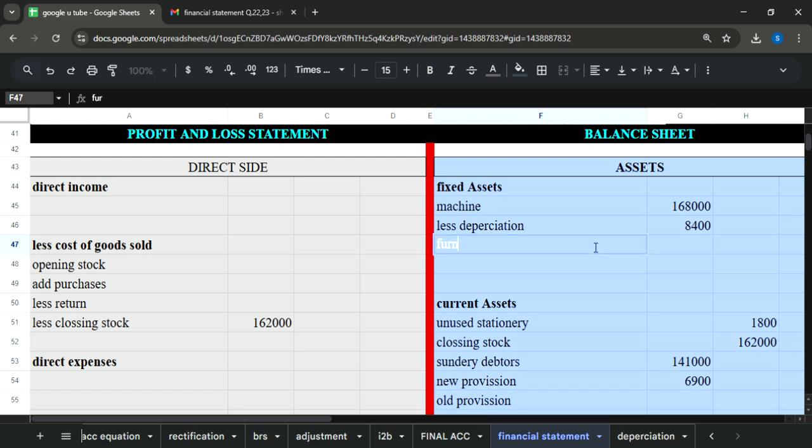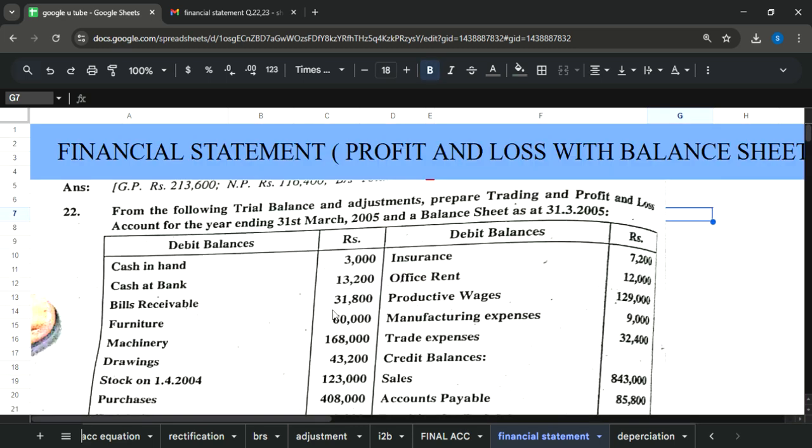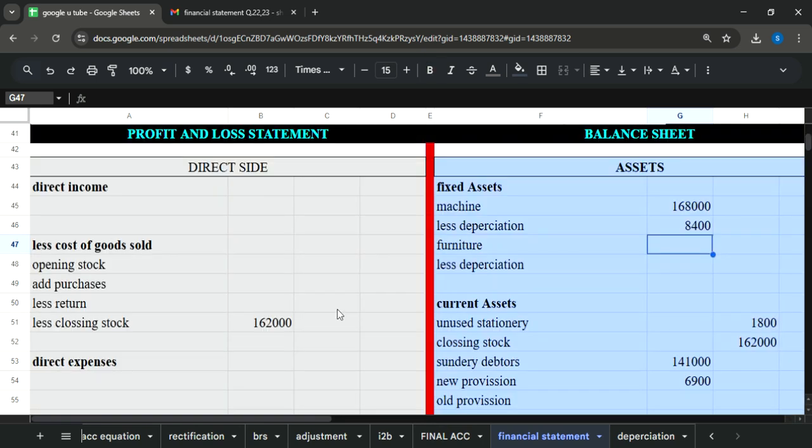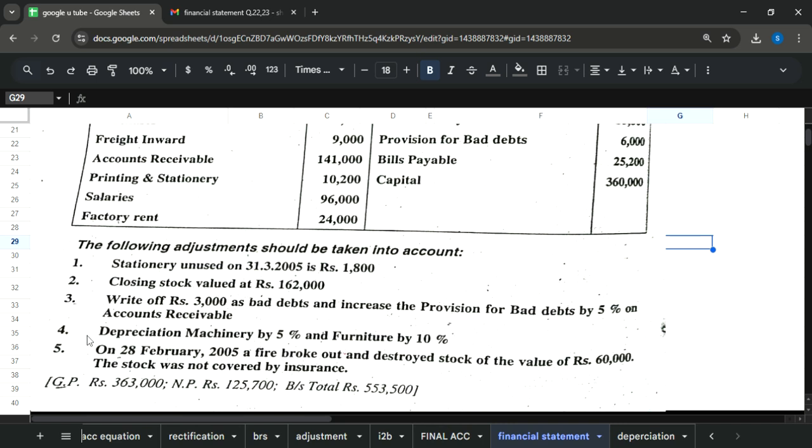For the second effect you will go to the fixed asset side. There you will write furniture and you will subtract its depreciation. The amount of furniture, we have just seen, is 60,000, and the depreciation which we have just calculated is 6,000. I will show. Look at here. I'm sure that these adjustments which we are writing over here would definitely be very helpful for you. In this way, the fourth adjustment is completed.